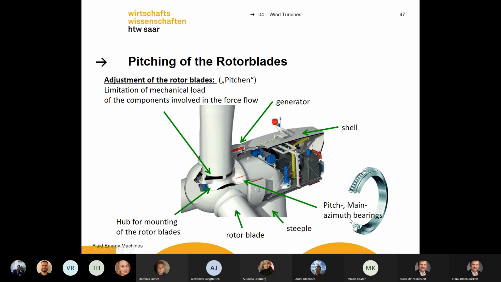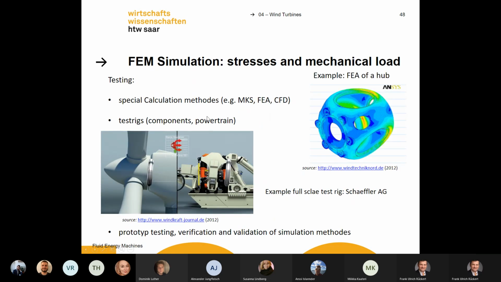Another important point is the azimuth bearings, the main bearings, and it is also possible to rotate the whole windmill to the direction of the wind. And the windmills do it by their own. They are smart today. They can measure all the wind velocities by themselves, and they can do all this rotation work by themselves nowadays.